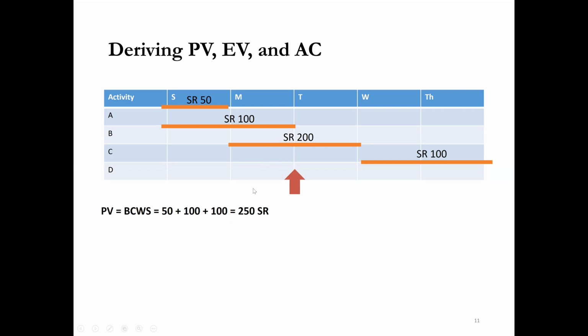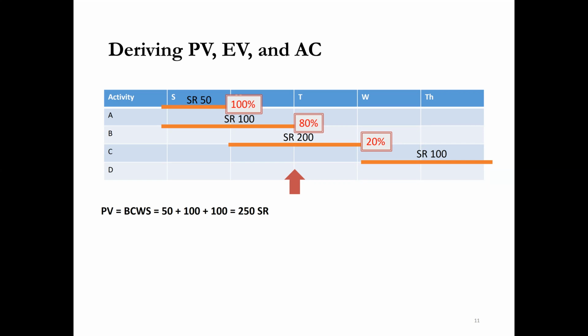So the PV value at this point will become 250, when we add the budgeted cost of work scheduled: 50 plus 100 plus 100, it's 250. This is our PV. Now to find EV: work A is 100% complete, but work B is 80% complete, and work C is just 20% complete, and work D is not yet started.